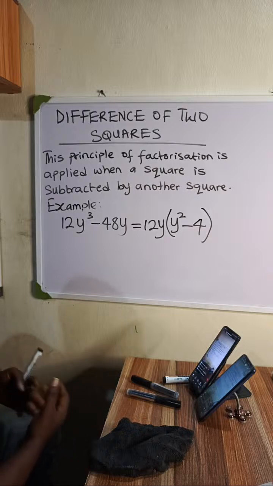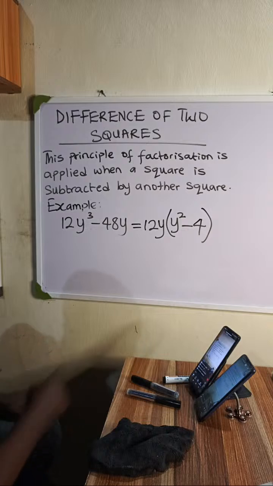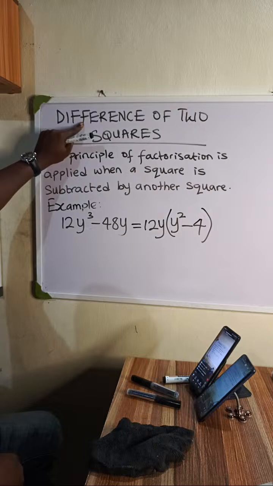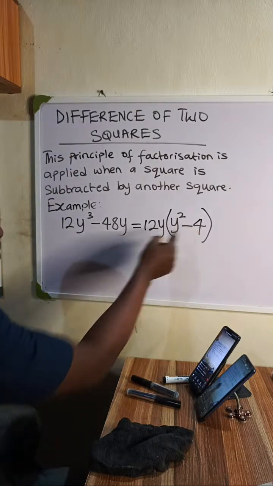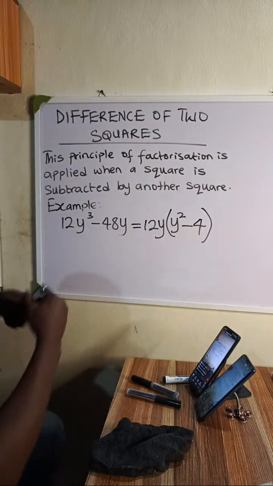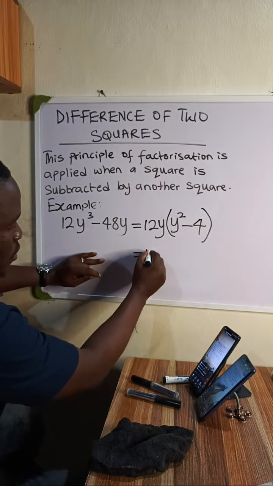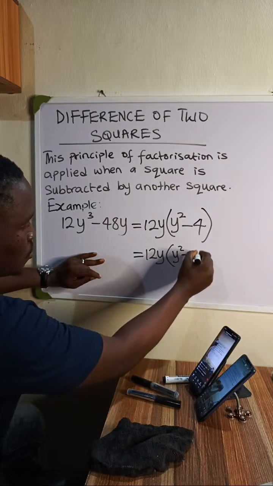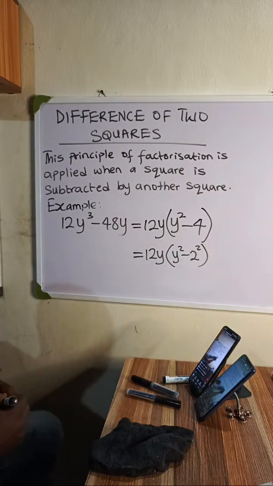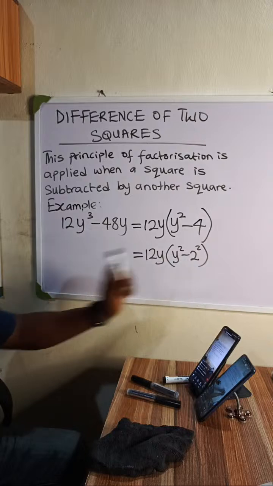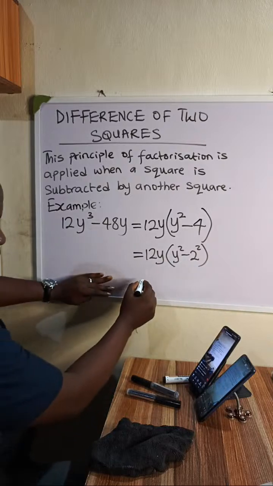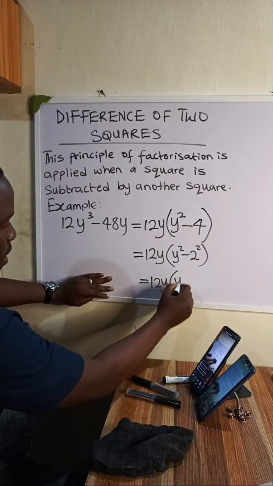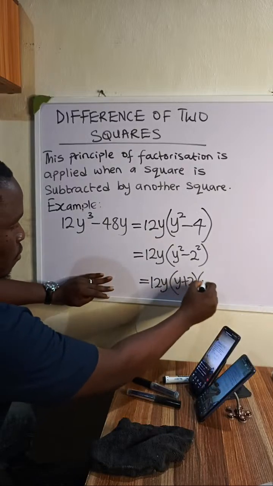So there is a clue that we can factorize further, right? Because we have a minus sign here, which tells us we can use difference of two squares. And then we have 4 here, which can be converted to 2 squared. So this can be replaced with 12y into y squared minus 2 squared. So now we can apply difference of two squares, which gives us 12y into y plus 2 into y minus 2.